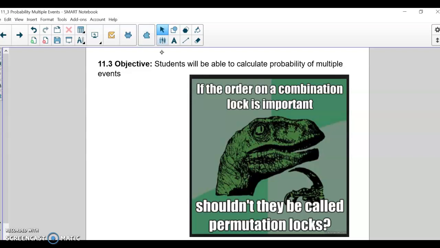All right, section 11.3 today, calculating probability of multiple events. So probability is the chance something happens, but multiple events just means two things happening together. Like the probability it's sunny today and they serve meatballs at lunch. Okay, that'd be one example.